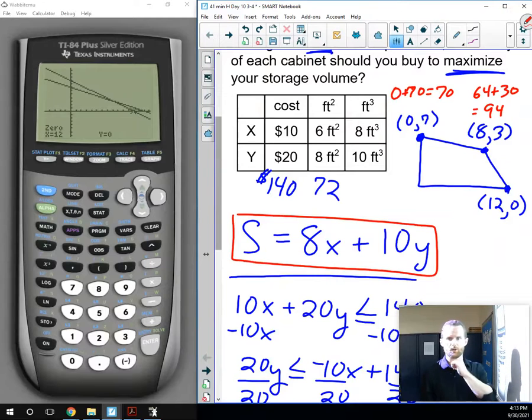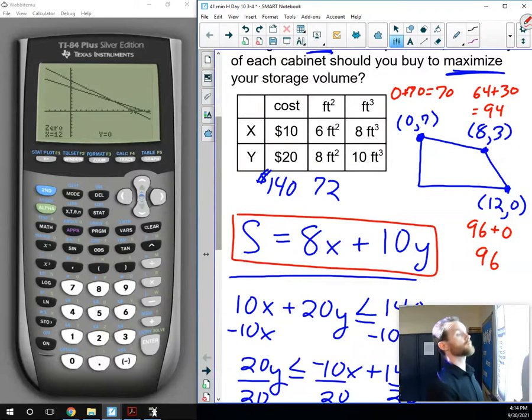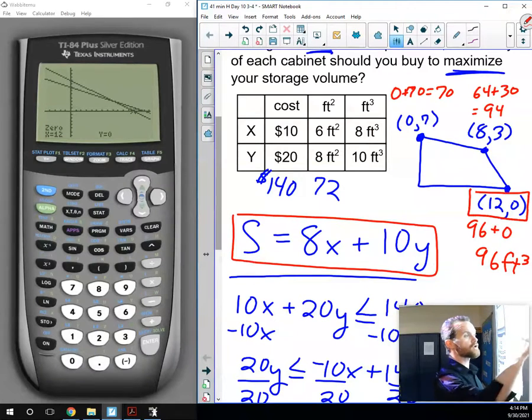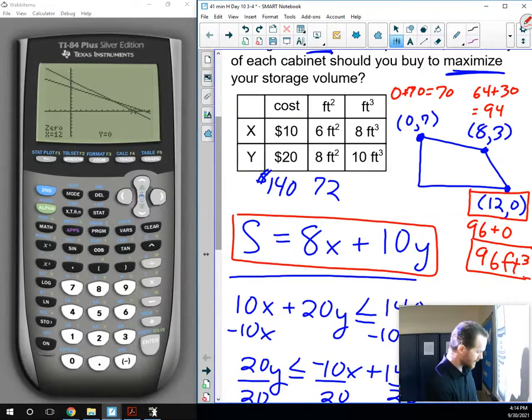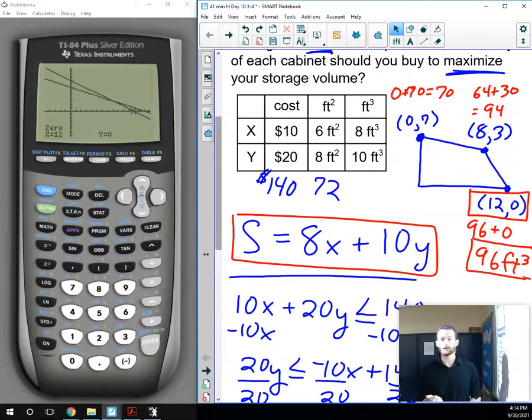And now we check 12, 0. So 12 times 8 is 96. Obviously, plus 0 just gives us 96 cubic feet. So that's going to be our maximum, 96 cubic feet. So what that means, to get the most storage space for the money we have to spend, to get our maximum amount of 96 cubic feet, we need to buy 12 cabinet X's and 0 cabinet Y's. That's what this means. All right.